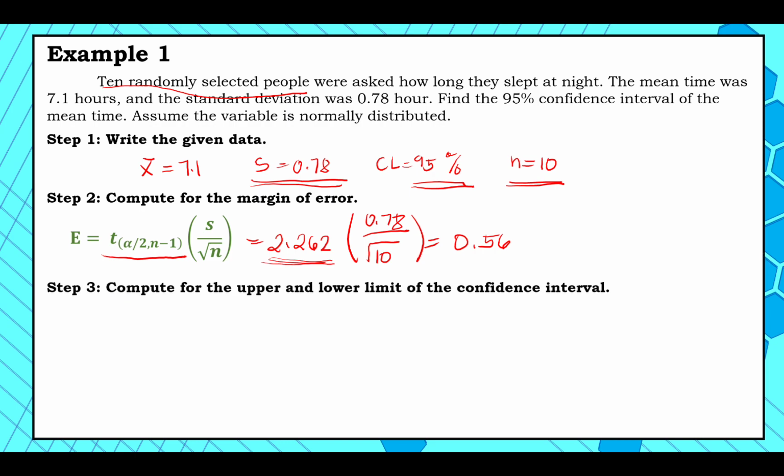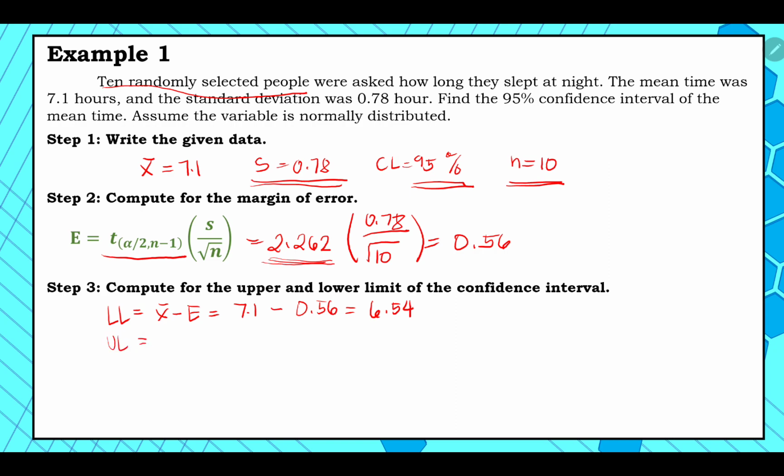Step 3, compute for the upper limit and the lower limit. So again, lower limit is equal to the point estimate, which is the sample mean, minus the margin of error. Our mean is 7.1 hours, minus 0.56 hours, which is our margin of error. And we obtain 6.54 hours as our lower limit.